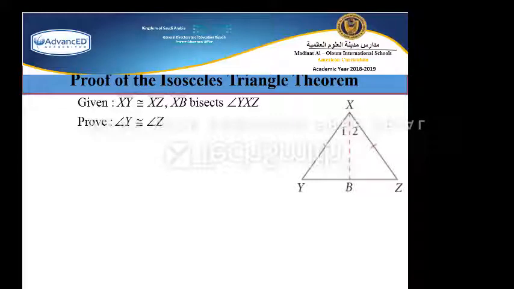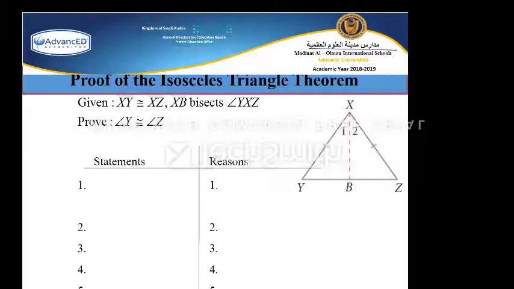How to prove that this triangle is isosceles? Using the given of the question that XY is congruent to XZ and XB bisects the vertex angle YXZ. How to prove that XY is congruent to XZ using the given? Here in the given, XY is congruent to XZ and XB bisects the angle YXZ. As you see, this is given.